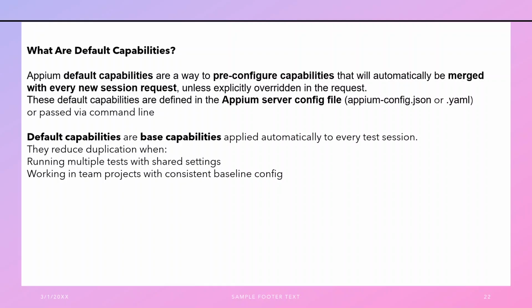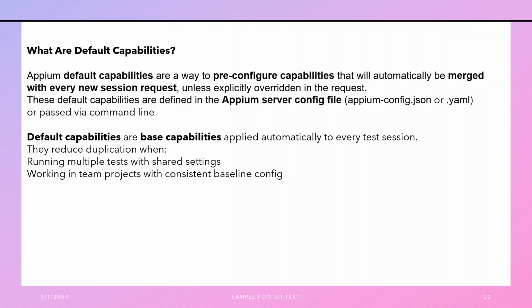APM lets you pre-configure capabilities that will run automatically and be merged with every new session request, unless explicitly overridden in the request. These capabilities are defined under the APM server configuration file. It may be a .json file, a .yml file, or a .javascript file, or we can pass these default capabilities by the command line.